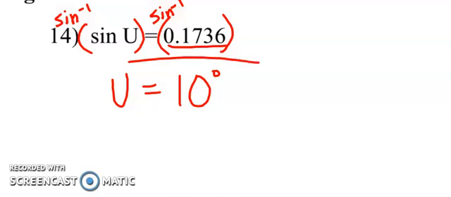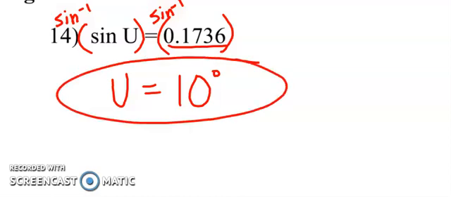And I know that I've got a 10-degree angle here because the 10-degree angle is the only angle that has a sine value of 0.1736. Now I did all that, and just throwing out a reminder once again, you've got to make sure that your calculator is in degree mode before you do any kind of trig ratios or inverse trig ratios through your calculator.